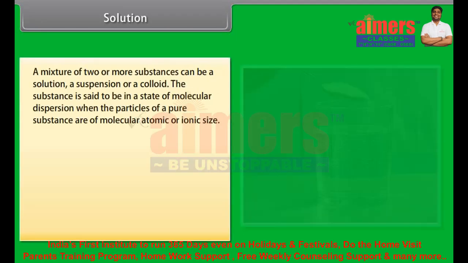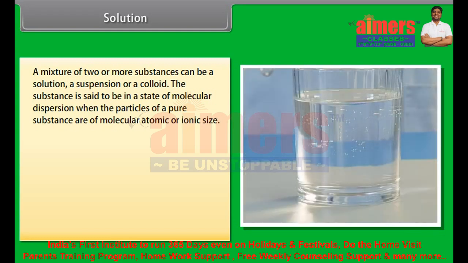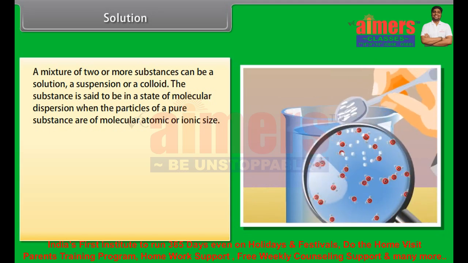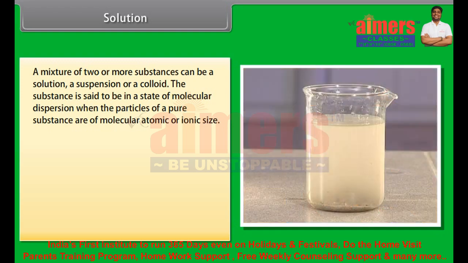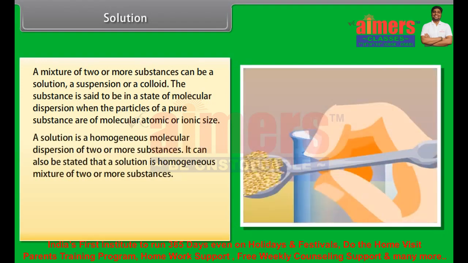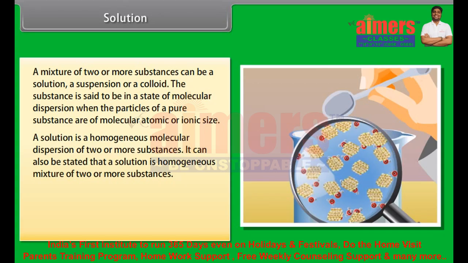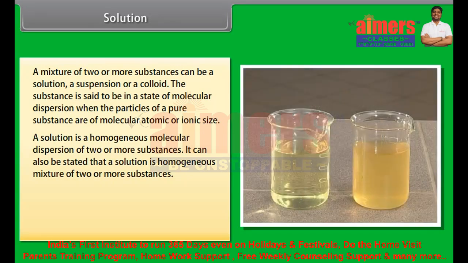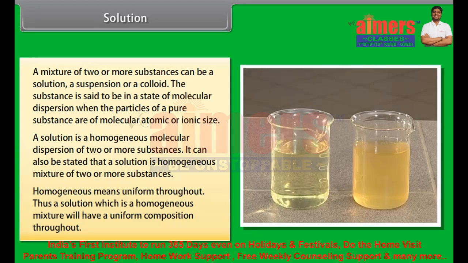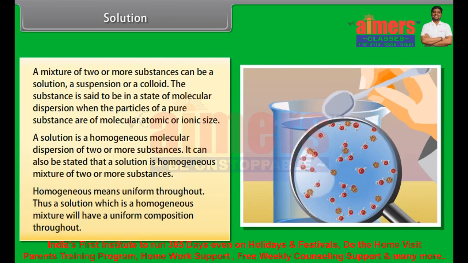Solution. A mixture of 2 or more substances can be a solution, a suspension, or a colloid. The substance is said to be in a state of molecular dispersion when the particles of a pure substance are of molecular, atomic or ionic size. A solution is a homogeneous molecular dispersion of 2 or more substances. It can also be stated that a solution is a homogeneous mixture of 2 or more substances. Homogeneous means uniform throughout. Thus, a solution which is a homogeneous mixture will have a uniform composition throughout.